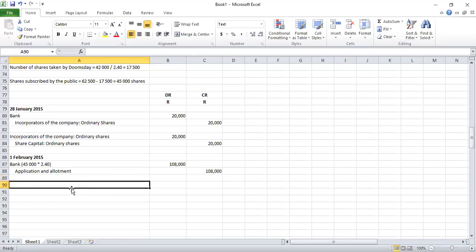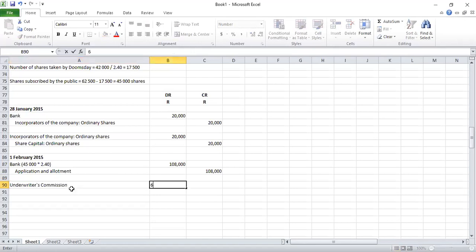Then we also debit underwriters commission $6,000. Then we credit Doomsday Bank. This one we're not paying them; we are just showing that we owe them for the job that they are doing.